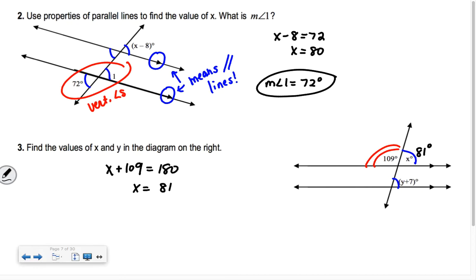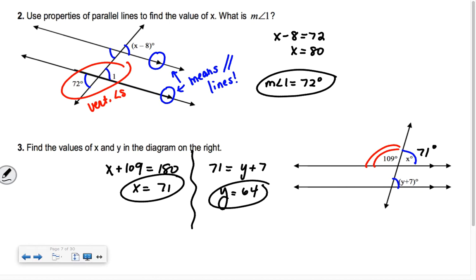Did I mess it up? Is it 81? No, it's not 81, it's 71. I saw your confused face, like what? All right, so 71. We want to set our 71 degrees equal to y plus 7. So subtract it over. What do we get for y? 64. Perfect. Okay, so we have our x and our y.